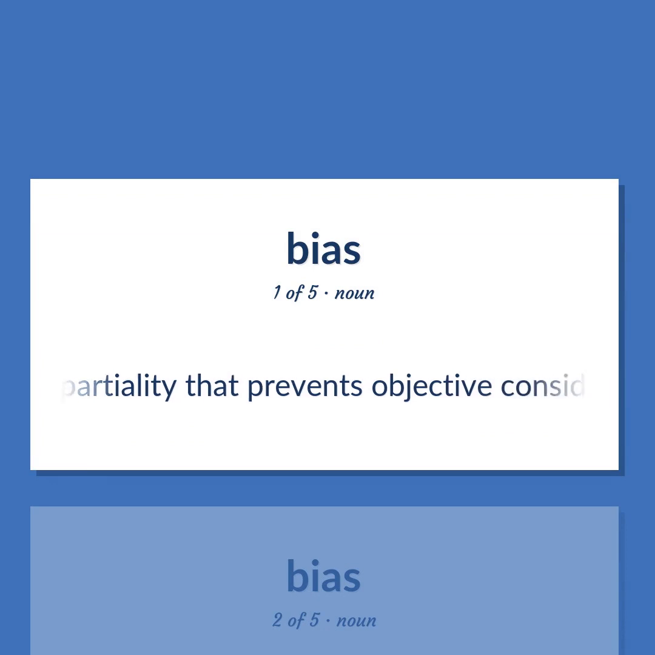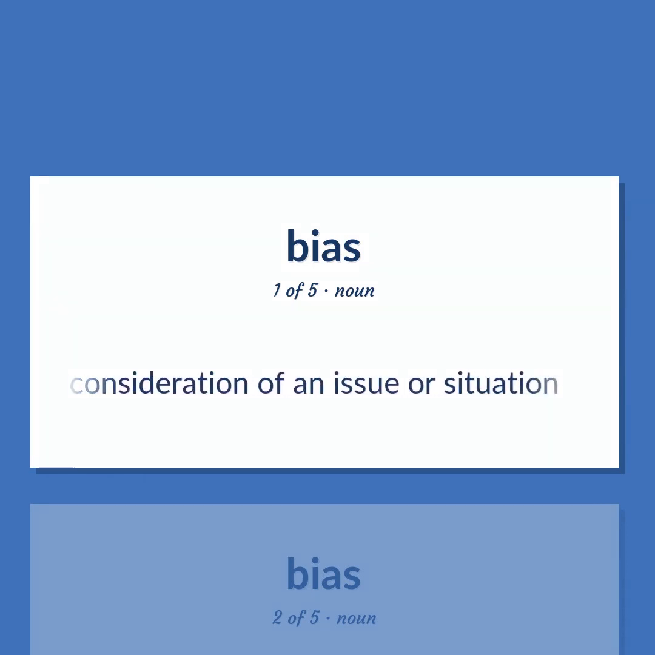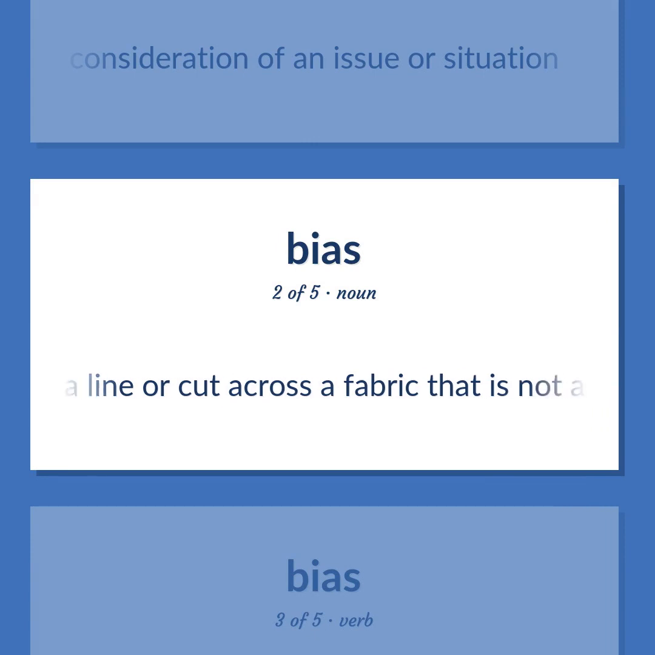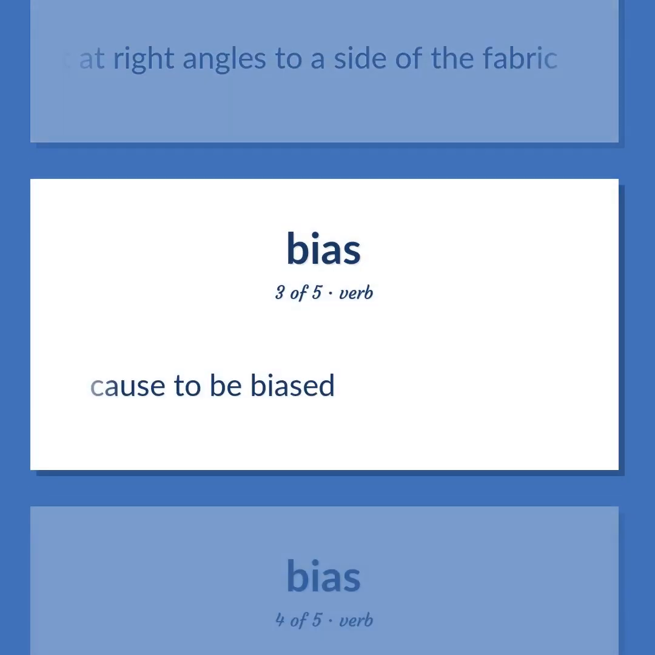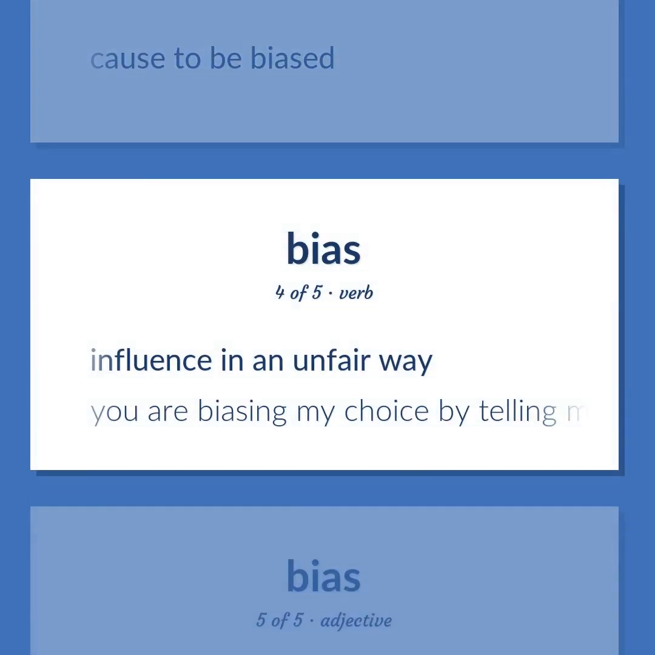A partiality that prevents objective consideration of an issue or situation. A line or cut across a fabric that is not at right angles to a side of the fabric. Cause to be biased. Influence in an unfair way. You are biasing my choice by telling me yours.